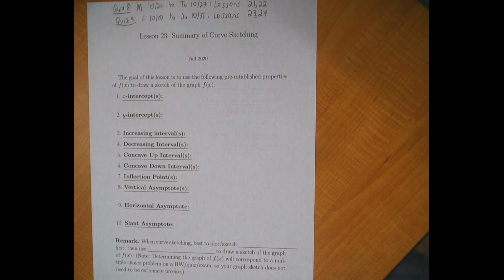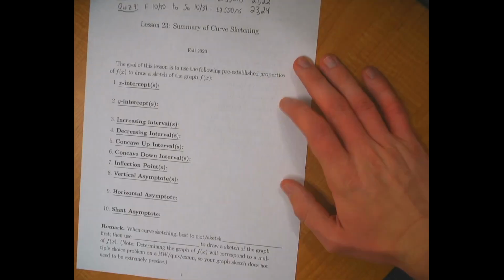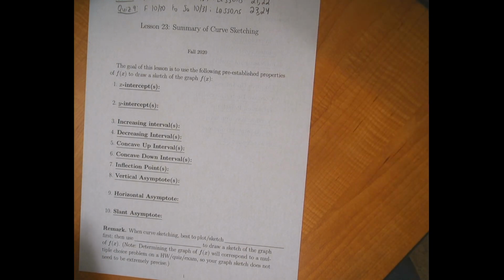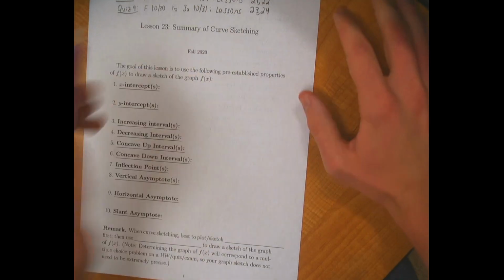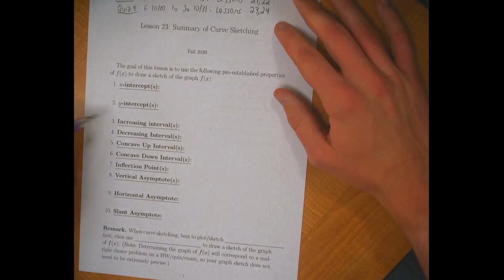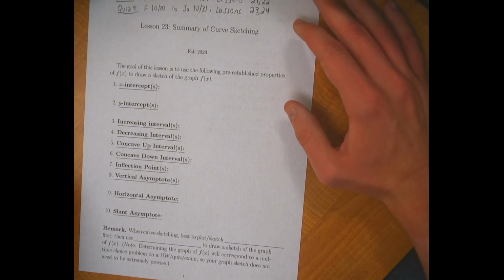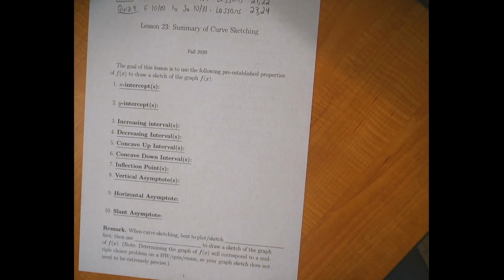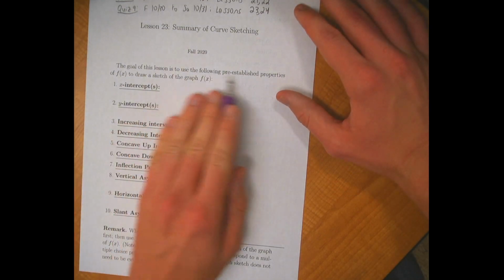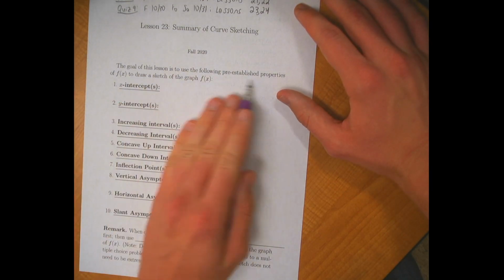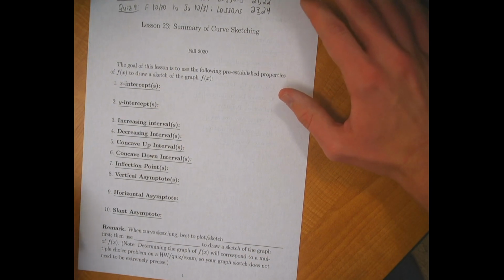Alright, so today we're basically going to take everything we know regarding the past few lessons and put it all together. Lesson 23 is basically the summary of curve sketching. So we're going to take all these concepts we learned about for the past several lessons and apply them to actually be able to draw a rough sketch that's a bit more precise than you probably would have seen before. So basically take these pre-established properties to draw a sketch of the graph of f of x.